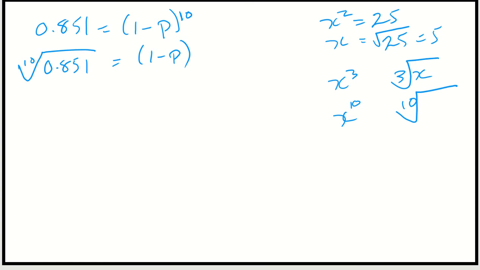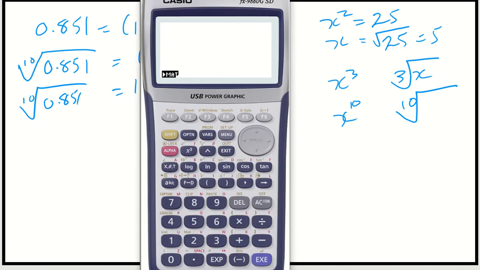Now I can get rid of those brackets: 1 minus p is equal to the 10th root, which will be a number. Let's put that into my calculator. I type in 10, and then to get to the root, I do shift, and then the little caret key, and just above that, it's got the little root x button. So that's what I want. The 10th root of 0.851 is 0.98399. So let's make that 0.9840.